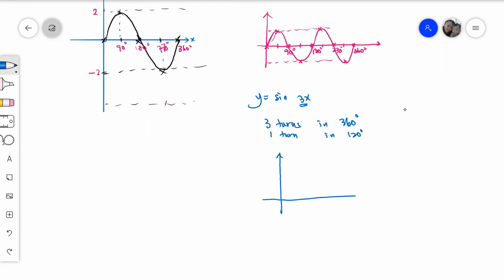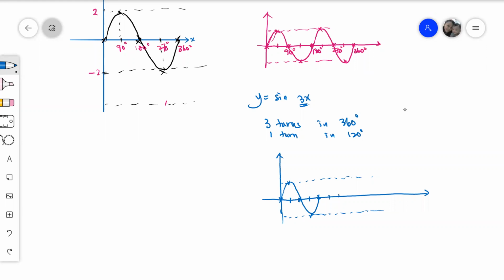We do not need to really label our x-axis in detail. What we do is we just mark down our 4 quadrants and then draw the basic graph for sine x. So start with 0, maximum, 0, minimum, 0. And then let's draw this one turn. And then we have to draw 3 turns because this is 3x.